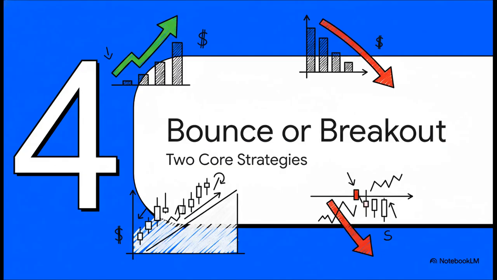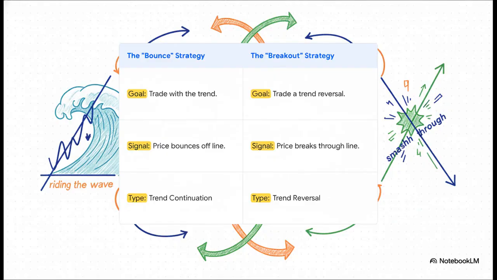All right, so you've drawn these beautiful, precise lines. Now what? How do we actually make money with them? Well, it really boils down to two main strategies. You either trade with the trend or you trade the reversal. Let's break them both down. This slide lays it out perfectly. With the bounce strategy, you're betting the current trend is going to keep on trucking.